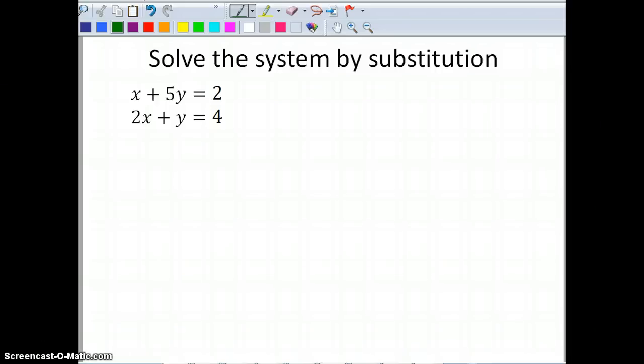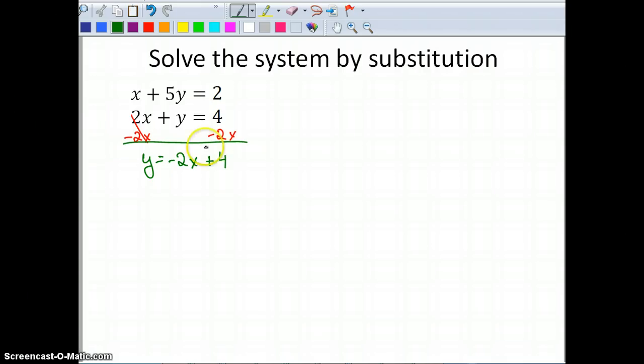Now let's look at a different one. I have x plus 5y is equal to 2, and I have 2x plus y is equal to 4. Okay, now it doesn't matter which one you choose to solve for. I'm going to solve the second one. Do you know which variable? y. And I'm choosing y because y does not have a coefficient. So I'm going to subtract 2x from both sides. So now I have y is equal to negative 2x plus 4.